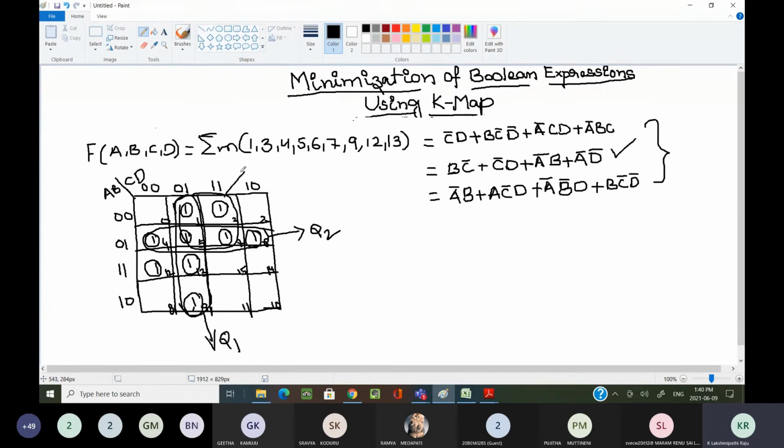Sir, why are you forming a quad 3? Because if you form a pair, it will reduce only a single variable. Only a pair will reduce a single literal. But here, by combining, there is a possibility, because all these 4 min terms are adjacent to each other. I can form another quad, that is quad 3.